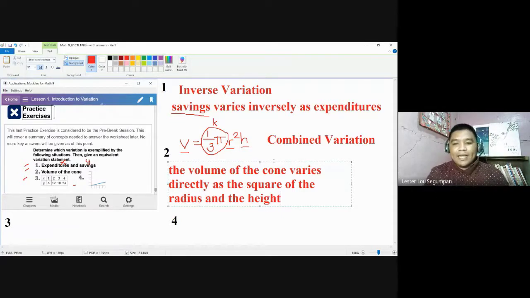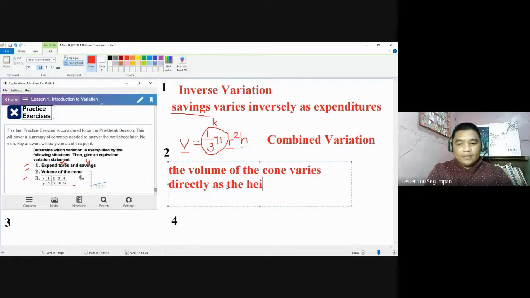However, if you have a statement like this, it might be misinterpreted that the height is also being squared. Simply read it like this: varies directly as the square of the radius and the height. Some might say the height is also being squared. So to avoid that problem, you can simply revise this and say varies directly as the height and the square of the radius. So it's better like this.